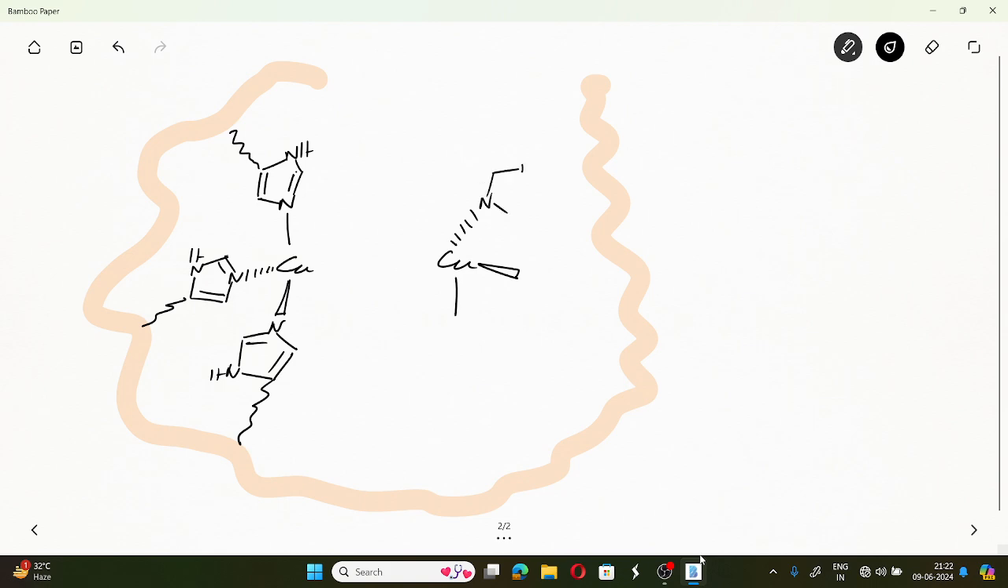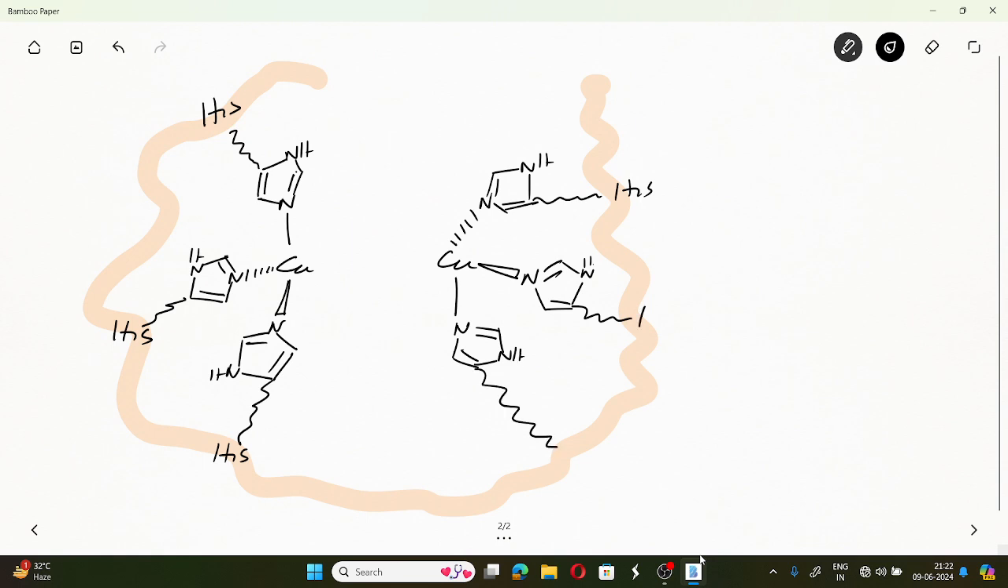That means once again there are three imidazole nitrogens which are linked. So these are the histidines. This is another histidine. So this is the structure of the active site.